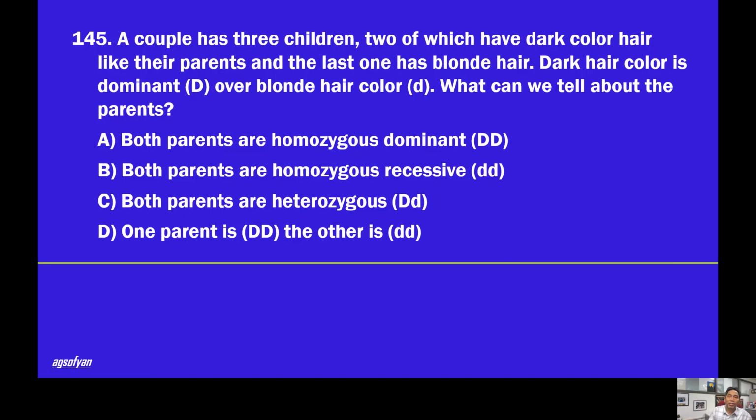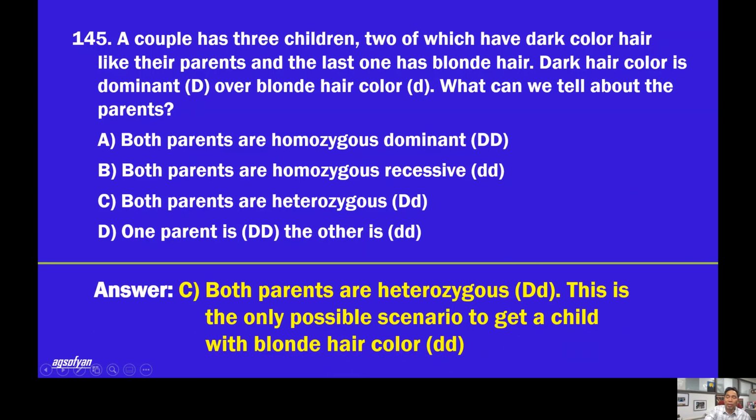145. A couple has 3 children, 2 of which have dark hair like the parents, and the last one has blondie hair. Dark hair color is dominant, so we put uppercase D over blondie hair, which is recessive, lowercase d. What can we tell about the parents? Choose your answer. Yes, the parents will be heterozygous, because only heterozygous parents can produce children with homozygous recessive.